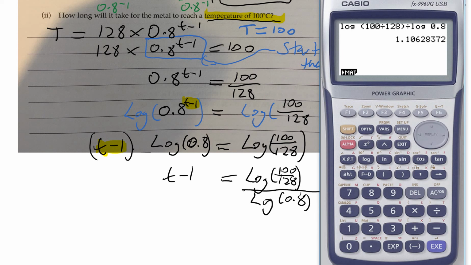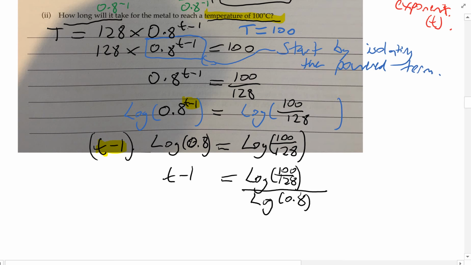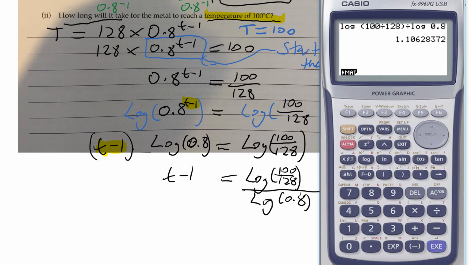Now that's going to be t minus 1, isn't it? So I want to get t, because little t is my time, and the question said how long will it take. So I need to go plus 1. And so that's my answer.